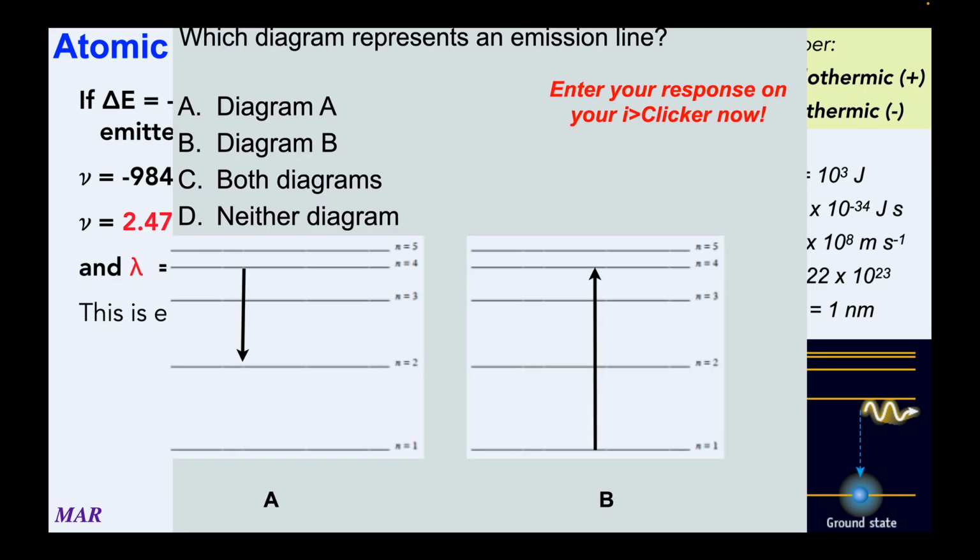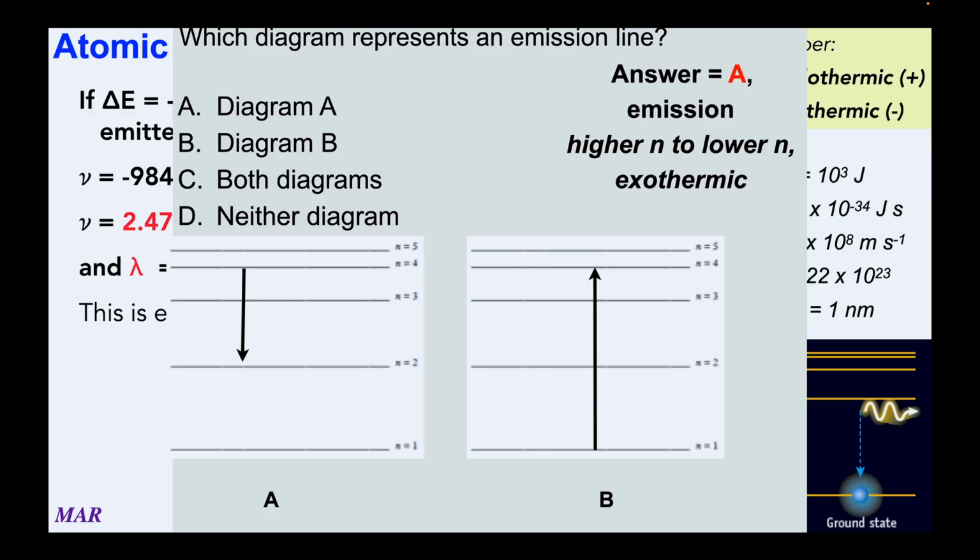So here's a kind of question you might see. It says, which diagram below represents an emission line? Now, emission always means that energy is being given off, exothermic. Absorption is when energy is being absorbed and you have positive energy values. So as we talked about in the last slide, to have an emission line, you have to have an exothermic reaction and a negative delta E. And that means going from the higher to the lower n. So that's going to be diagram A, because A is going from n equals 4 to n equals 2, and that's going to give energy off.